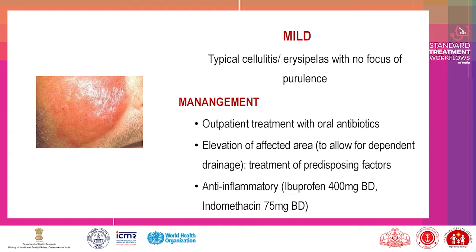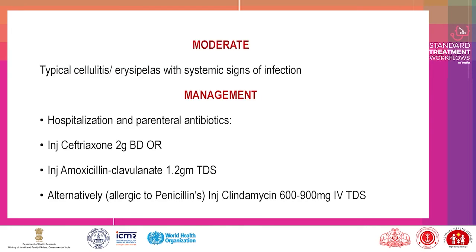Anti-inflammatories such as ibuprofen 400 mg twice daily or indomethacin 75 mg twice daily may be given. For moderate cases, that is typical cellulitis or erysipelas with systemic signs of infection, management involves hospitalization and parenteral antibiotics, including injection ceftriaxone 2 gram BD or injection amoxicillin clavulanate 1.2 grams TDS. Alternative for those allergic to penicillin is injection clindamycin 600 to 900 milligram IV TDS.